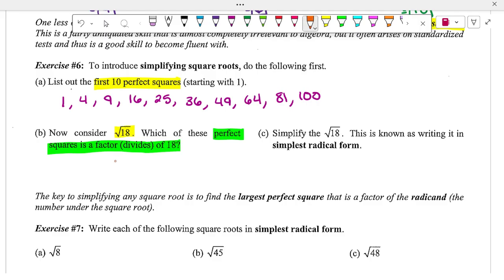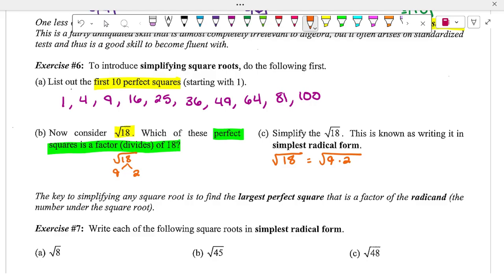So I can break 18 down into 9, which is a perfect square, and what? 2. 18 divided by 9 is 2. Yep. So why does that transfer in? Because now when I simplify, I can rewrite 18 using these two factors. So I can rewrite the square root of 18 as the square root of 9 times 2.